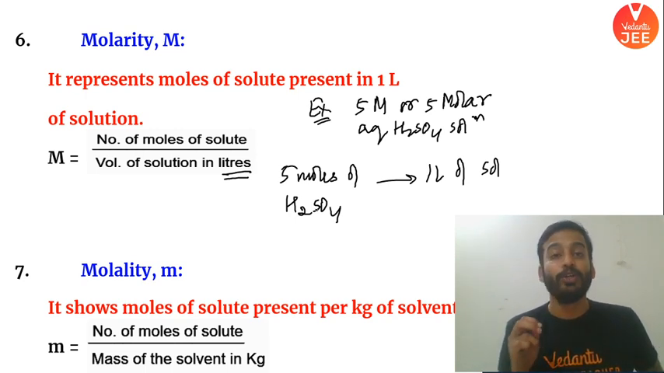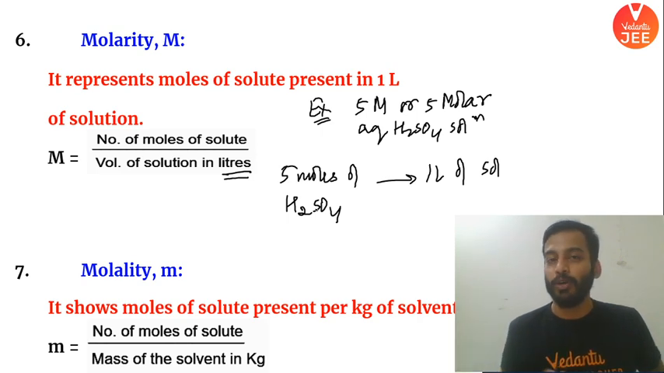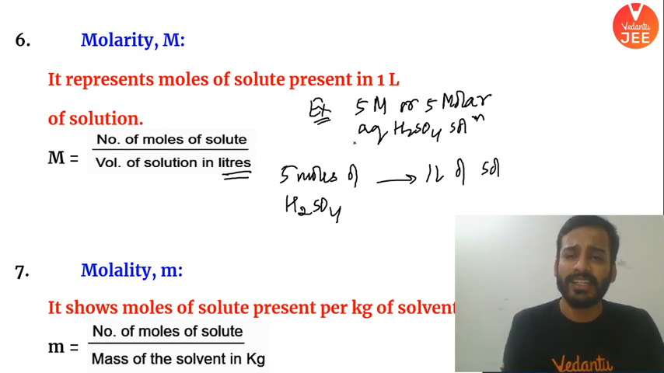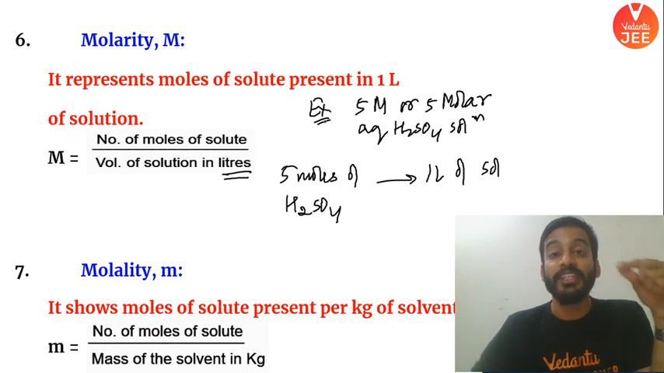If I will say 2 molar aqueous HCl solution, or let's say 2 molar HCl solution, you can drop aqueous, just like 5 molar H2SO4. If I say 2 molar HCl solution, it means 2 moles of HCl is dissolved in 1 liter solution. Try to understand it like this. ठीक है, इसको आप इस तरीके से बोल दो.